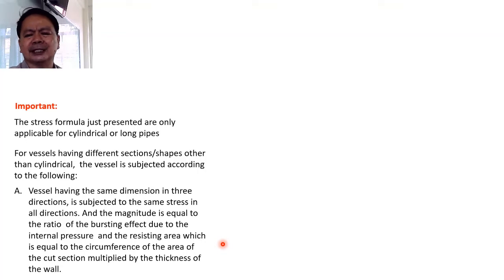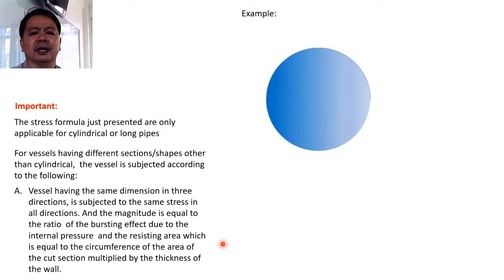So I will show you an example. Ano bang halimbawa ng tinatawag nating vessel that have the same dimensions in three directions? Isang halimbawa, spherical tank, di ba? Spherical tank kasi ang dimension niya in the X, in the Y, in the Z directions are the same. Ano pa? Halimbawa, meron tayong cubical tank where the dimensions of the sides are the same in the X, in the Y, and in the Z.